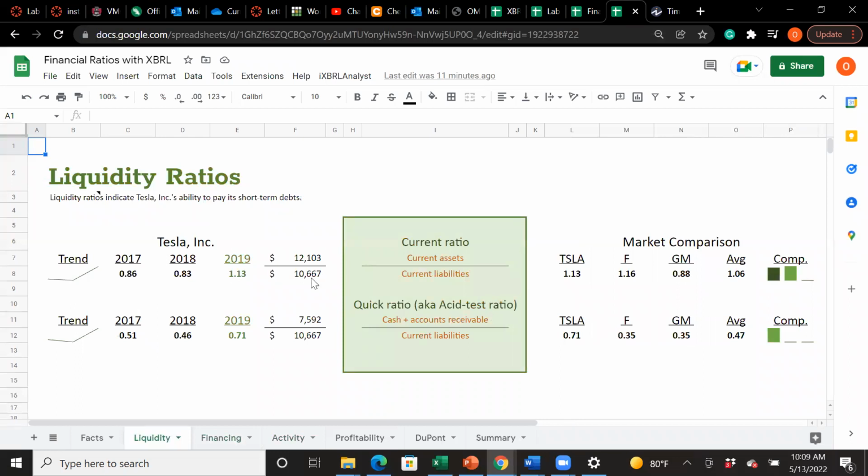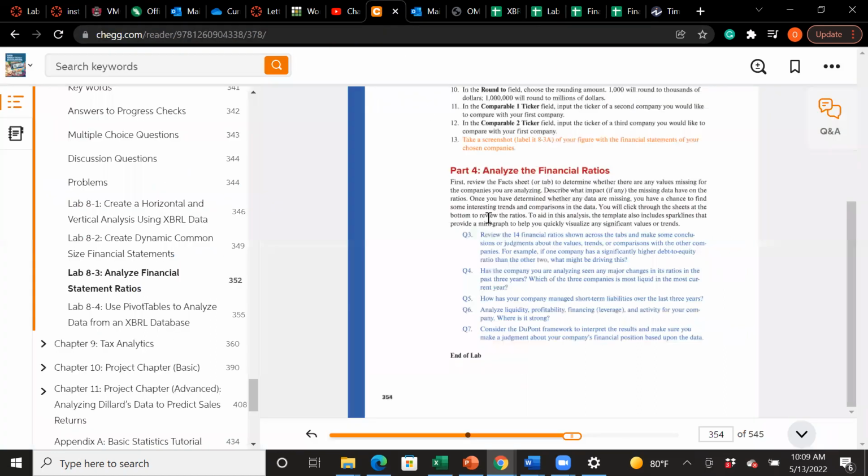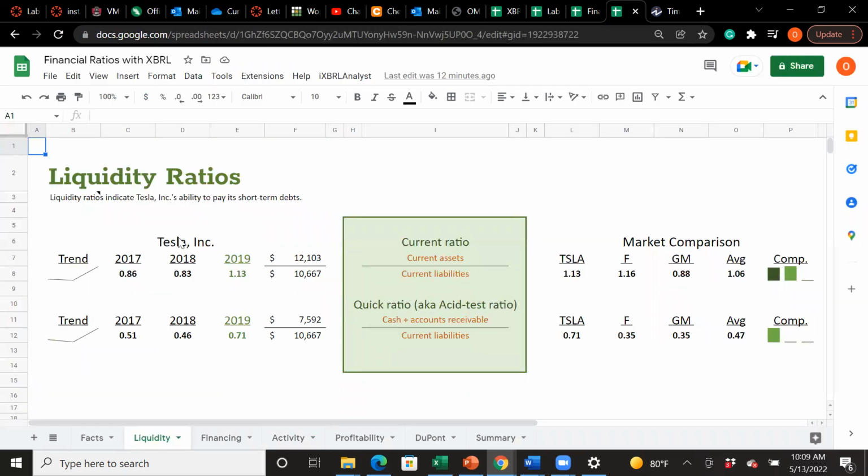And in liquidity, I believe it was the quick ratio that had a considerable increase. That just means the current assets compared to the current liabilities is larger. What was the second part of the question? Which of the 3 companies is the most liquid in the current year? So this is what we want to look at.